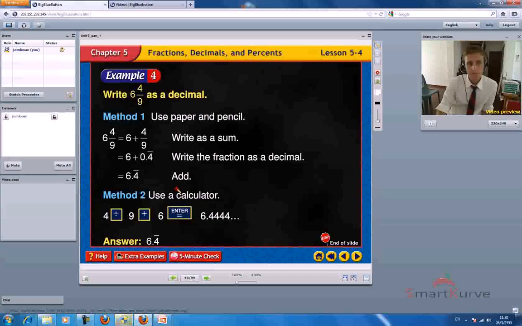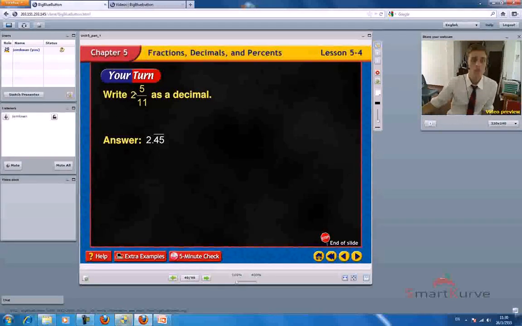Write 6 and 4/9 as a decimal. Remember, first we find the fraction as a decimal. 4 divided by 9, 0.4, continuing. You then add the whole number, 6, giving 6.4 continuing, or use a calculator.